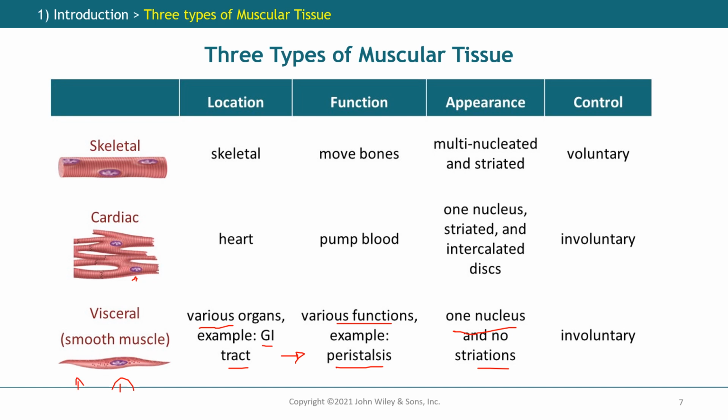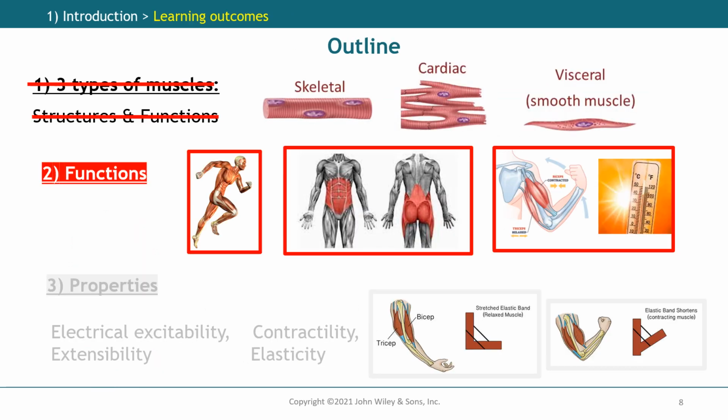These striated sarcomeres are not there. And finally, definitely, it will be involuntary. Okay, I hope that now you can, in a simple way, tell me all this information about the different types of muscular tissue. In the following section of the class, we will talk in more detail about the structure and function of each one of these types of muscles.